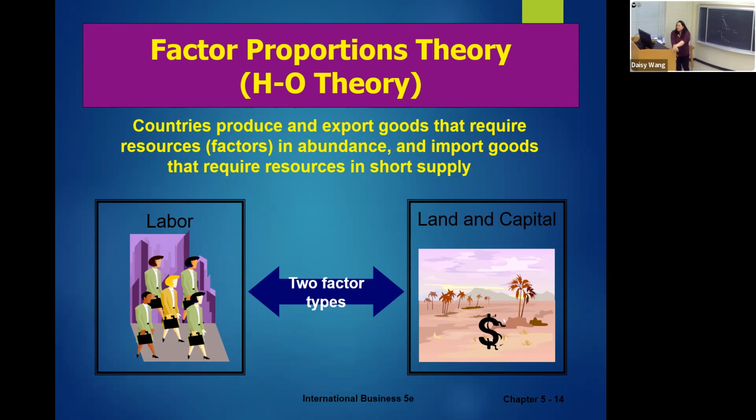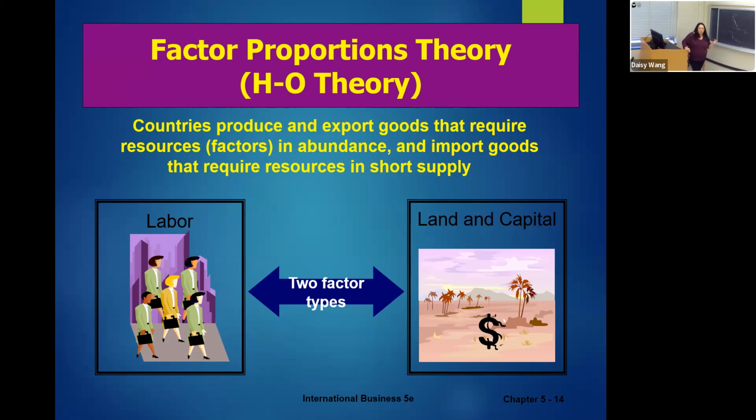Okay, so countries produce and export products. They require resources like we mentioned before, but they would actually export the product that requires the resources they have, and then import the product that requires resources in short supply. So in theory, labor and maybe land and capital. Okay, so they use some examples.